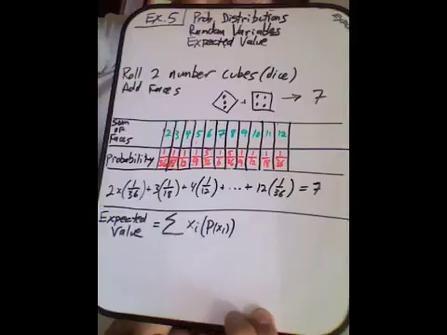Anyway, the example is that you roll 2 number cubes, which are dice, and you just look at the faces that are up and add that. And here's an example, this little picture I've drawn. You'd get a 3 and a 4, and so the total is 7.